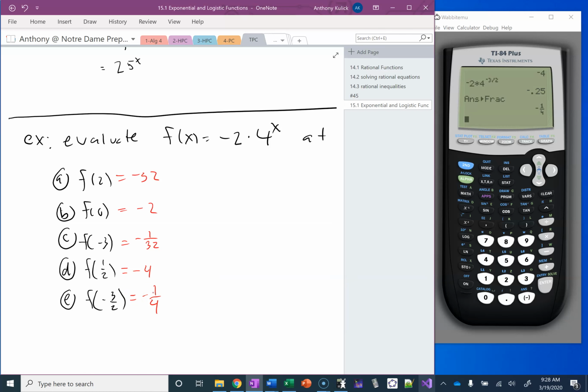Is everybody okay with that? Good. That should be pretty easy. You're just kind of evaluating things, and these were probably easy enough things that you could have done those in your head even, or on a sheet of paper without even having to use your calculator. That wouldn't have been too bad.